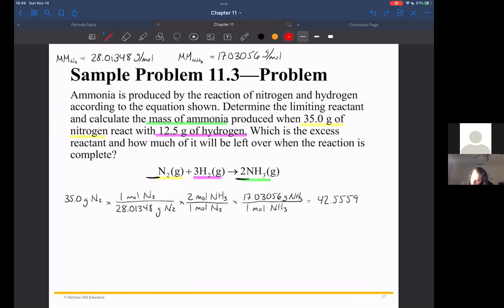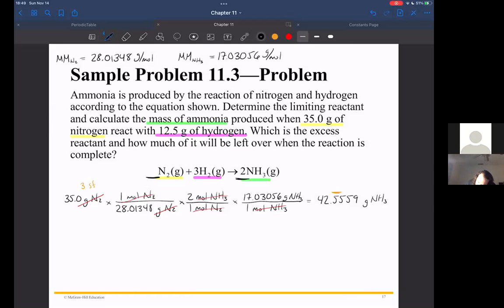Going back, paying attention to units, this is how I tell if I've set it up correctly. Grams of nitrogen gas cancel, moles of nitrogen gas cancel, then moles of ammonia cancel. I'm left with grams of ammonia. Worrying about sig figs, my starting quantity had 3. My molar masses, because I took all those digits, are not going to limit me. My mole ratio is exact. I'm actually not going to round off just yet because I'm going to do my other calculation first before I conclude which one's the actual amount of ammonia that's produced.